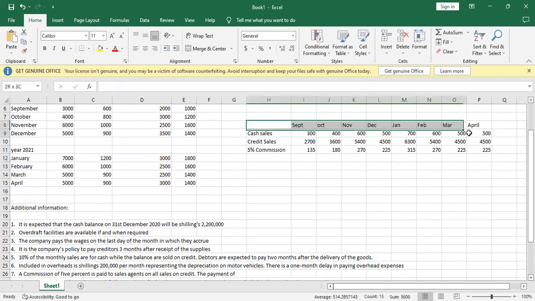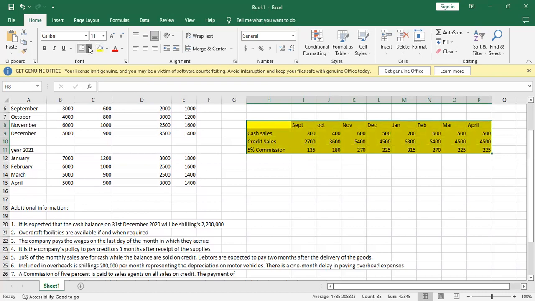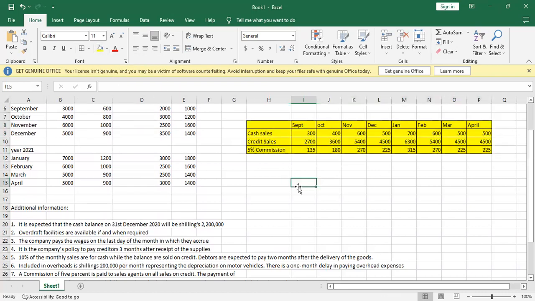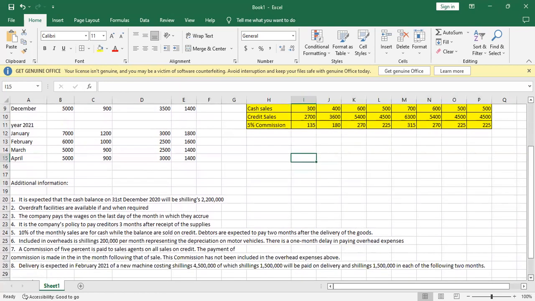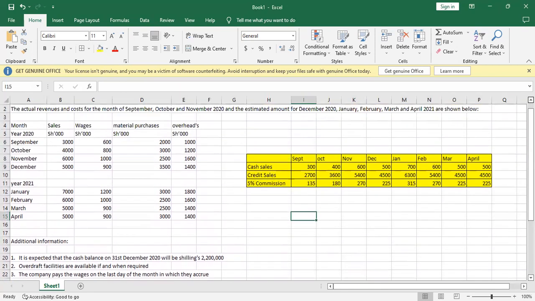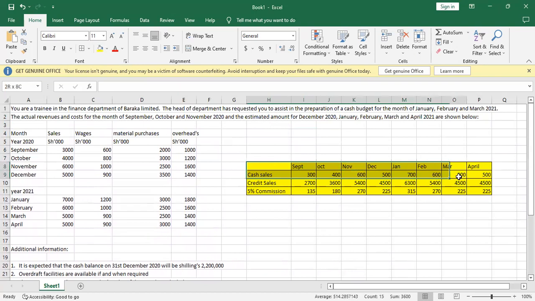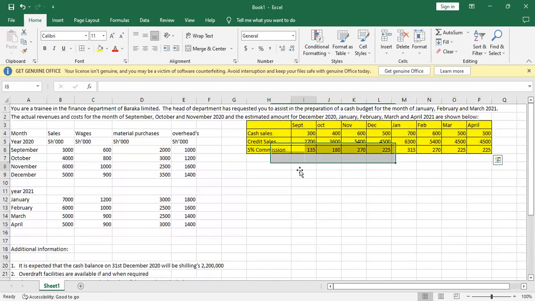So these are the figures. Let me just put them in. Let me paint them because they are not part of the question. Well, I already have my cash, so I can start doing my question. Let me see what I can work from here. For purposes of space, we just cut this and post it somewhere there so that I can work here.